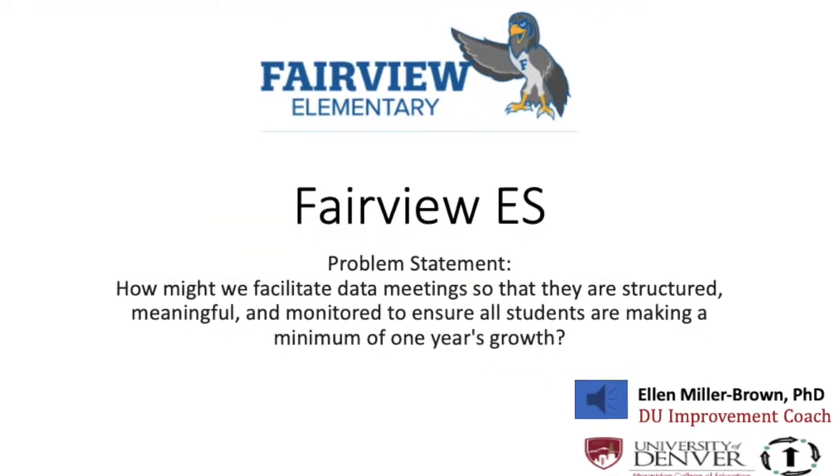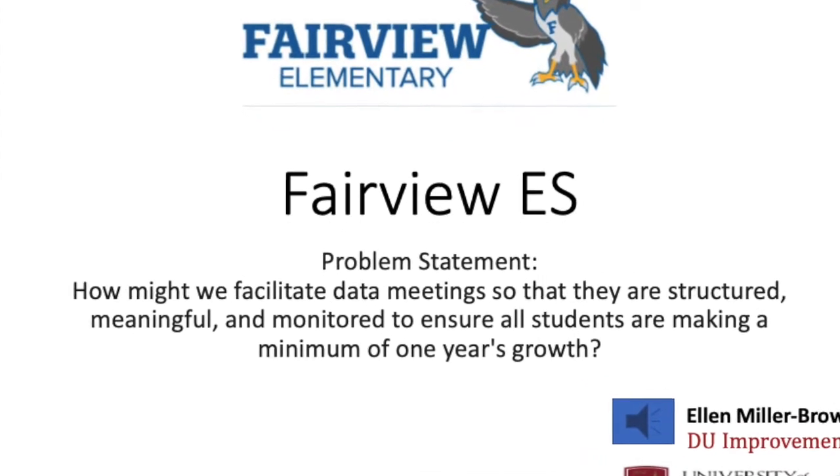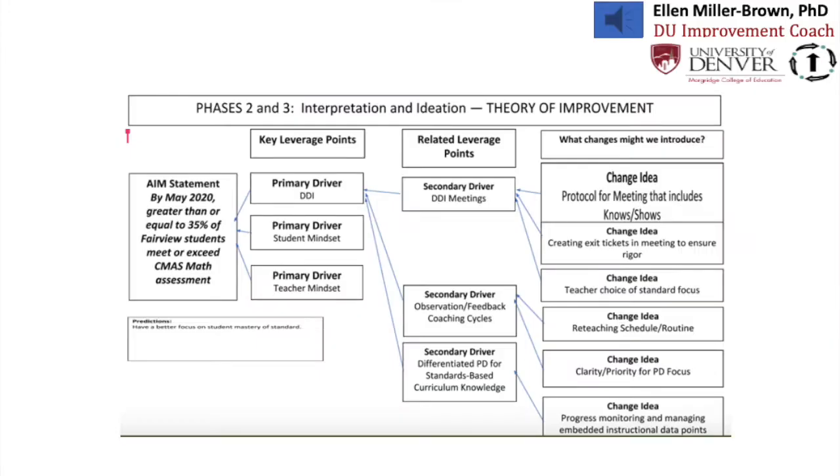Fairview Elementary School wanted to solve the problem of designing data meetings that ensured every student made a minimum of 1 year's growth in mathematics. They were making progress toward their aim of increasing students' achievement on the CMAS in math. They approached this problem by creating a meeting protocol that included knows and shows, exit tickets, and clarity about how to address students' misconceptions.